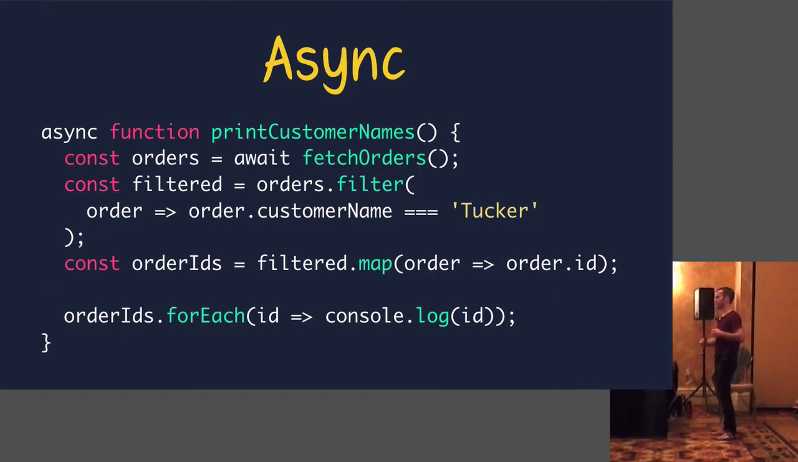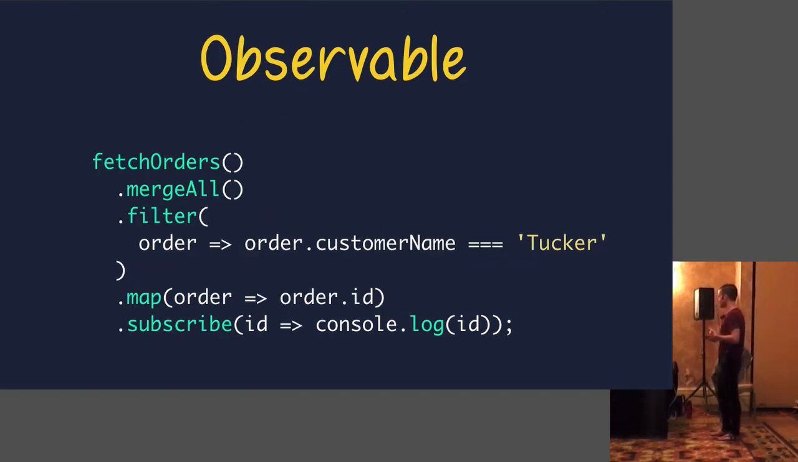So we could fix that with async await that we learned about earlier and write it in an imperative style. So I can await the fetch orders, get the orders out, and then have it look a little cleaner by having it in this synchronous looking manner where I can filter and map and so on. But let's try the observable approach and see what we can do.